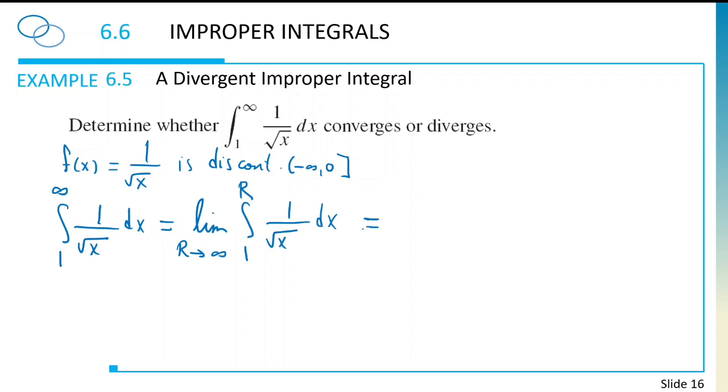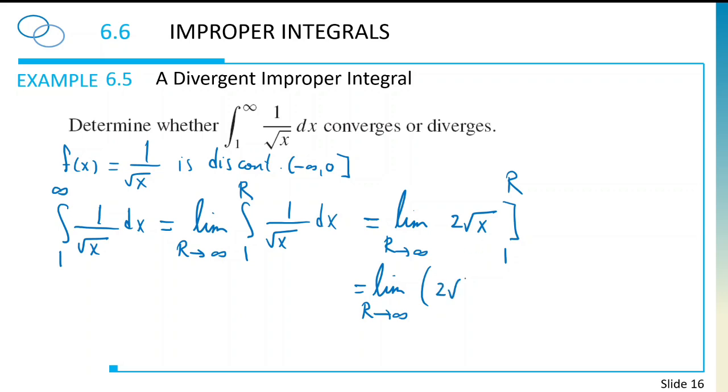So this is equal to, we'll do the same thing. I'll keep the limit till the end. I'll start by finding the integration for this, which is equal to 2 square root of x, and I'll do the substitution from 1 to r, and this is the limit as r approaches infinity. Remember, upper minus lower, so this is 2 square root of r minus 2 times square root of 1, which is 2.